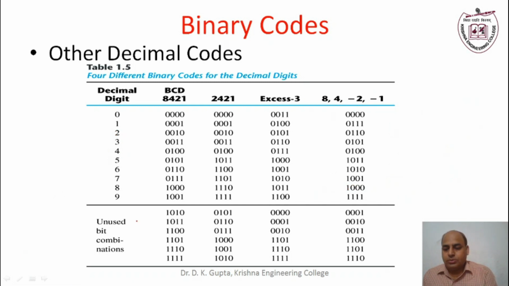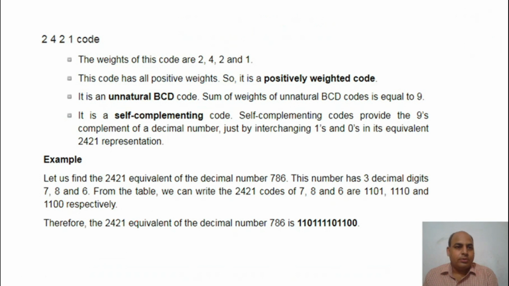Okay, so let us see more detail of 2421. So 2421 is also a positive weighted code. It is unnatural BCD and it is also self-complementary. Okay, self-complementary, as we have shown, there are two possibilities. So self-complementary codes provide the nines complement of a decimal number just by changing ones and zeros in its equivalent 2421 representation.